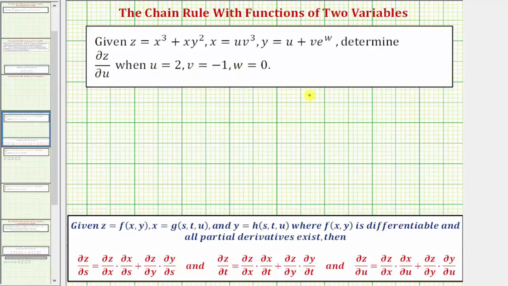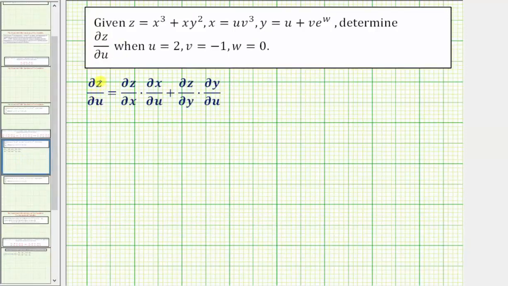So let's begin by setting up the chain rule for the partial derivative of z with respect to u. We'd have the partial derivative of z with respect to u is equal to the partial of z with respect to x times the partial of x with respect to u, and then plus the partial of z with respect to y times the partial of y with respect to u. So we'll first determine this partial derivative, and then evaluate at the given values for u, v, and w.